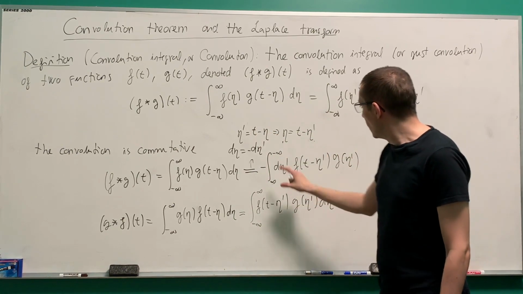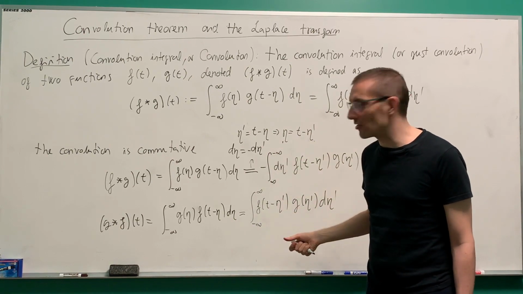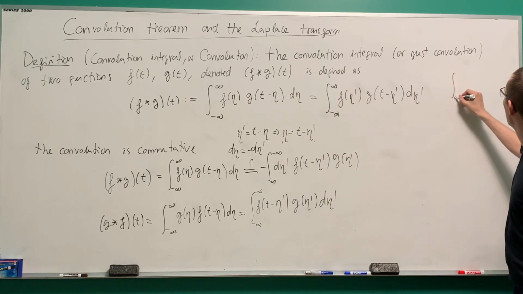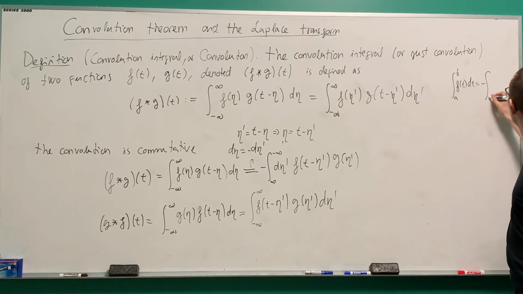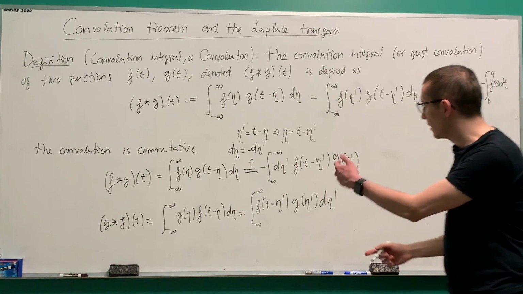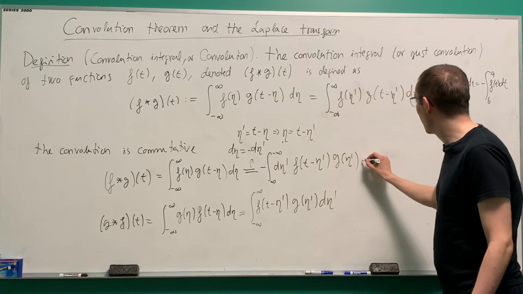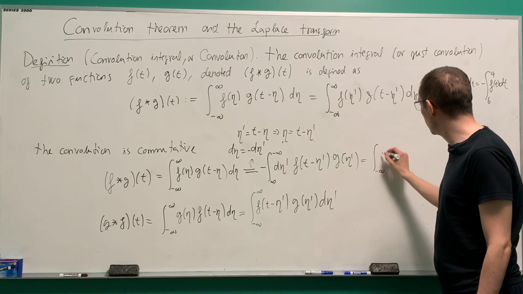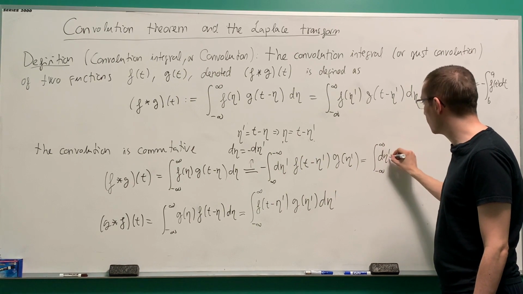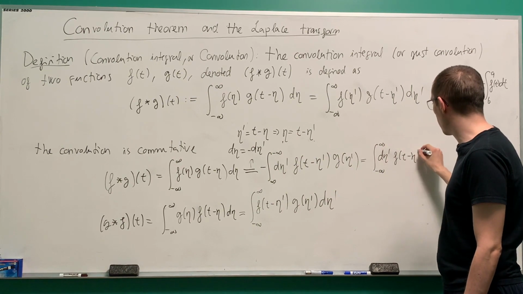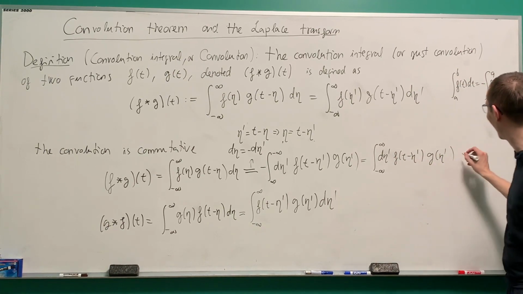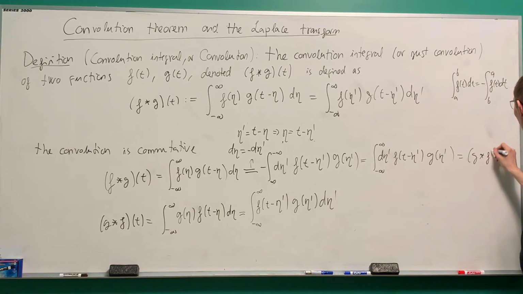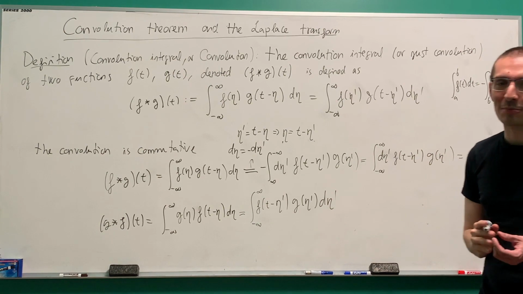Nice. Now, I can swap the limits of the integral. I can use this, that the integral from a to b of f of t dt is equal to minus the integral from b to a of f of t dt. If I use that, then I swap the limits, I change the sign, and I get the integral from minus infinity to infinity d eta prime f of t minus eta prime g of eta prime. And there you go, this thing is exactly g star f of t. So yes, the convolution product is commutative.